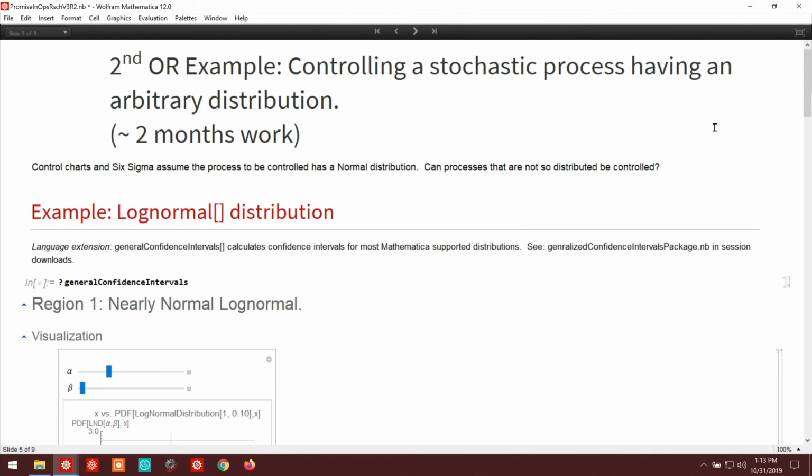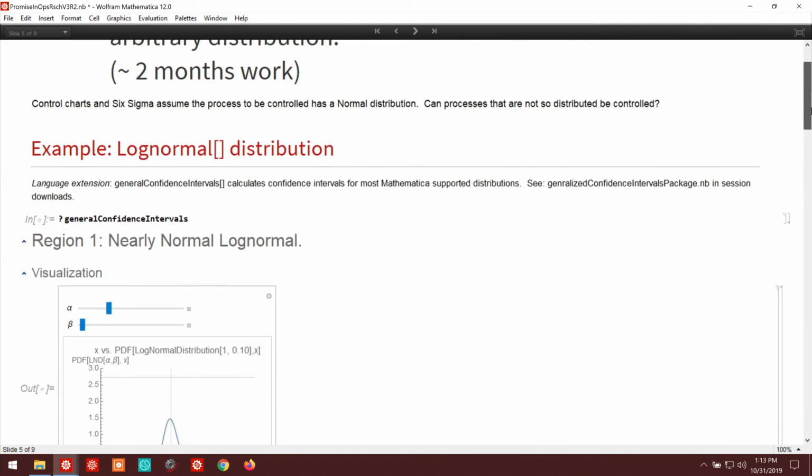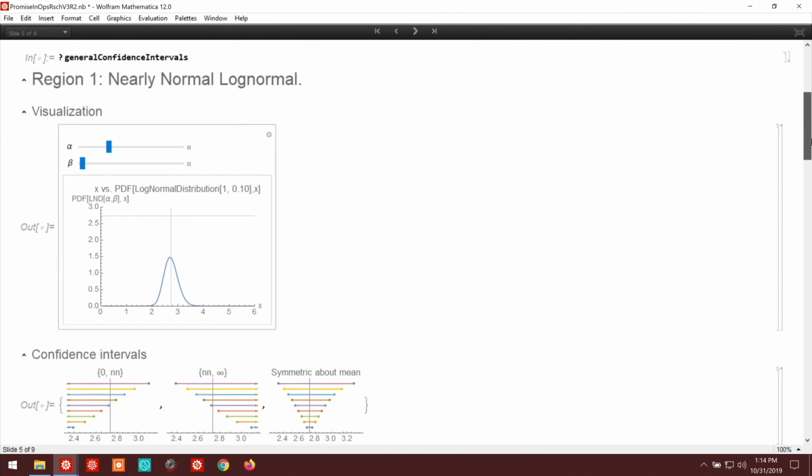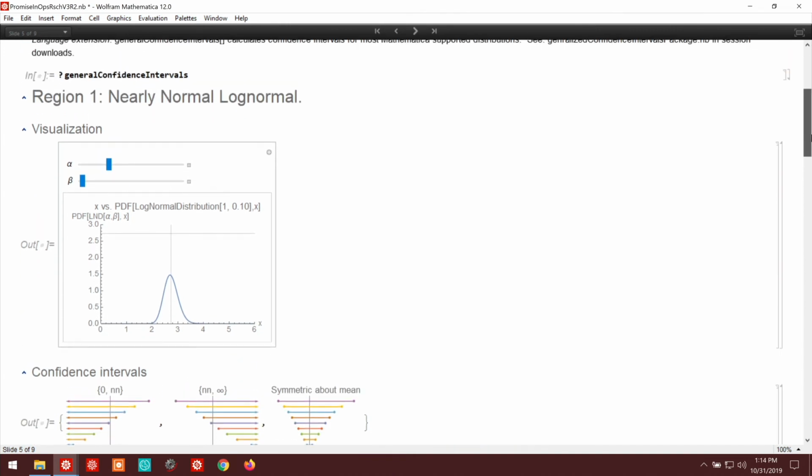So the question here is, given a manager, which we had, who had a process that was non-normal, in fact it was log normal, could he possibly control it in some way? So here's a theoretical, very quick overview of a theoretical way of looking at it. There we go. Okay, we'll start with this, a nearly normal log normal.